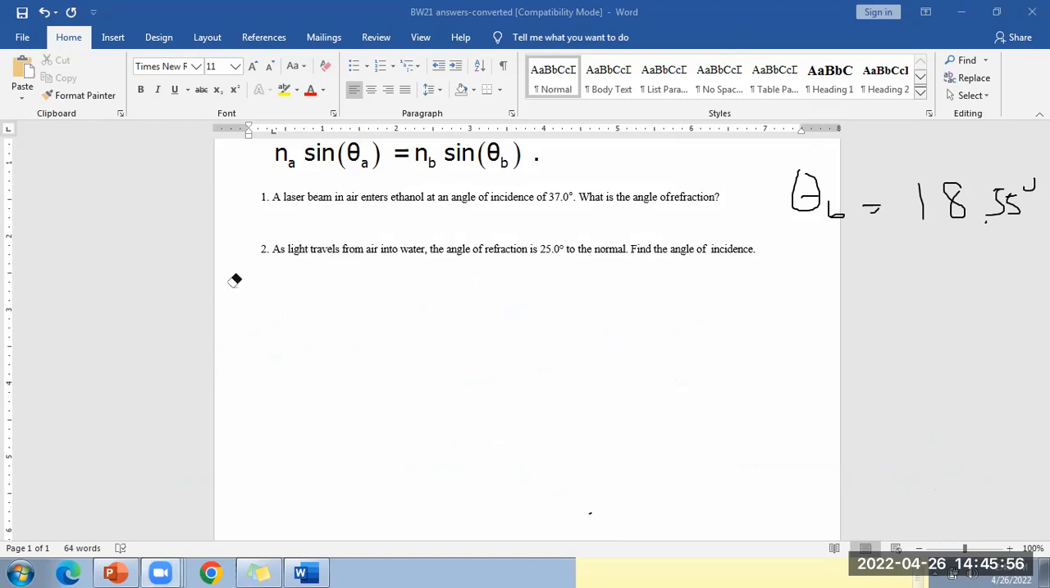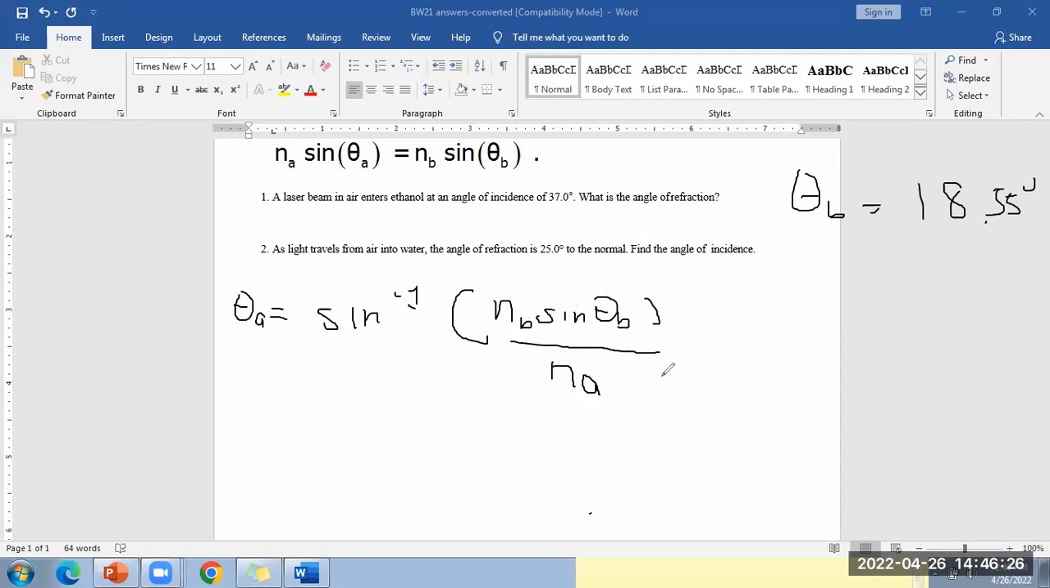So sabihin natin, si angle A naman daw yung nawawala. Angle A. So magiging sine raised to negative 1, N of B sine of B over N of A. So ano yung N of A mo? Same lang din naman yung formula. So depende na lang po kung saan nyo gagamitin si letter A o si letter B.